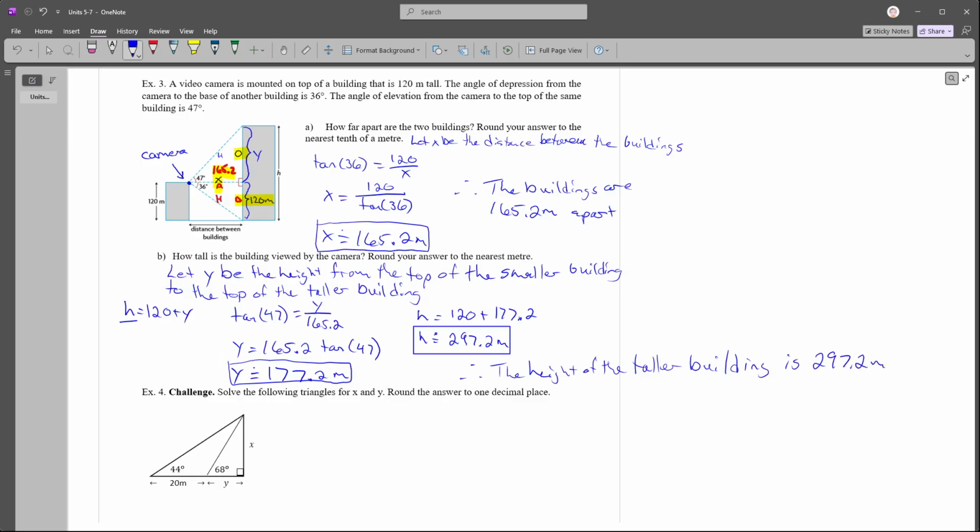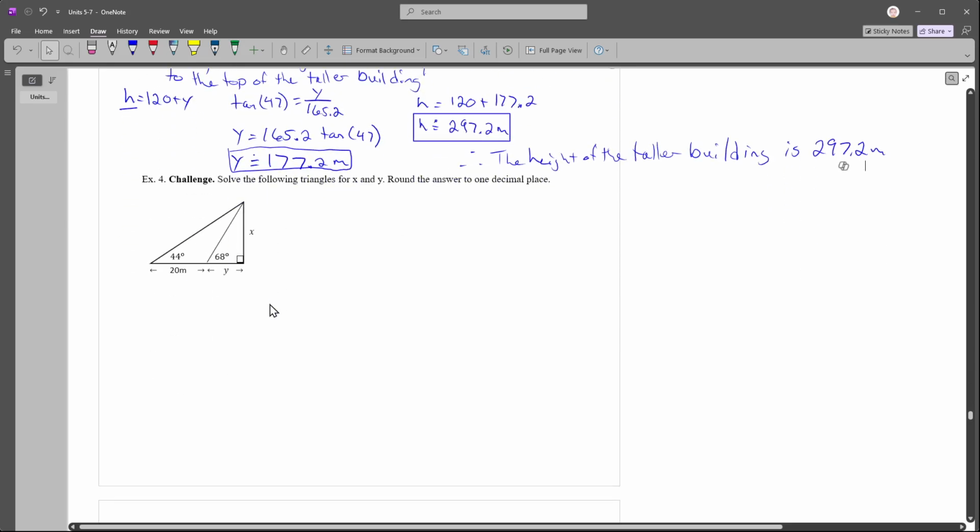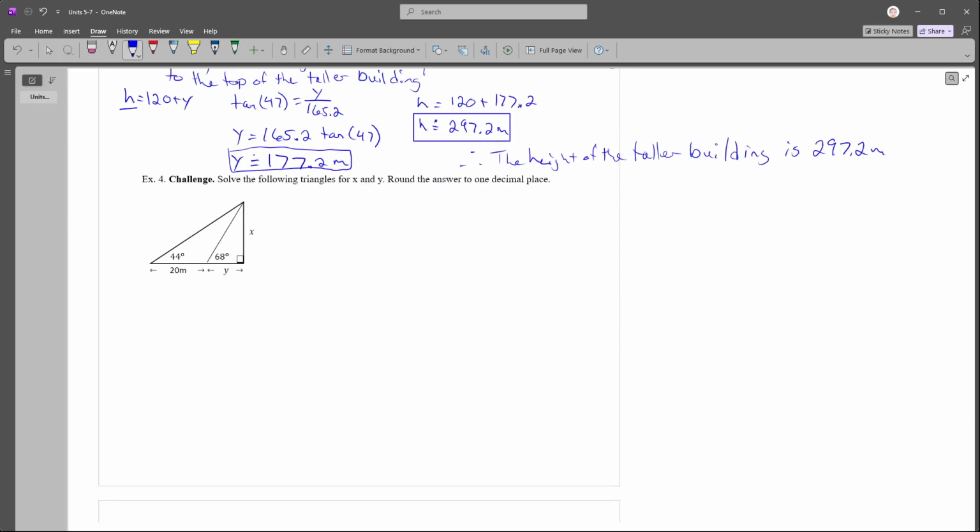There we go. Alrighty. So that is our last word problem. The next problem is, as it says, a challenge question. This is what we would consider a thinking problem. All right, so this would be a thinking question on your tests or your exams. Okay? So it says, solve the following triangles for x and y.